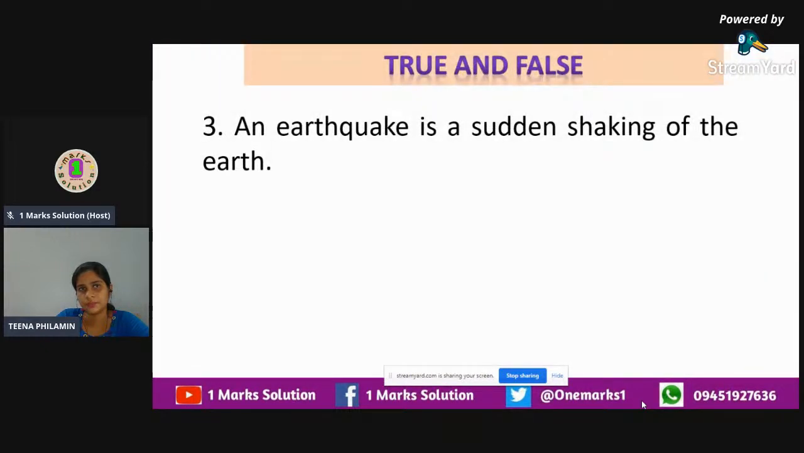Next one: an earthquake is a sudden shaking of the earth. Yes, an earthquake is a sudden shaking of the earth, because seismic waves are produced during the time of the earthquake through the rocks. So it is a true sentence.